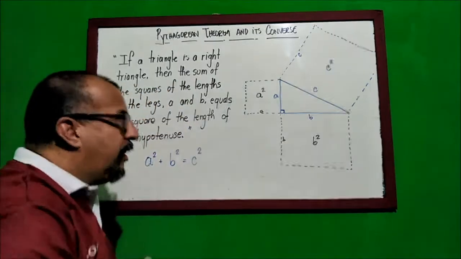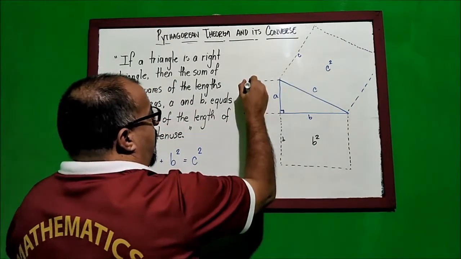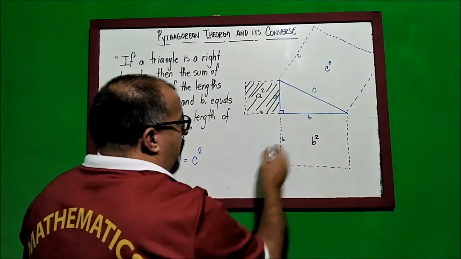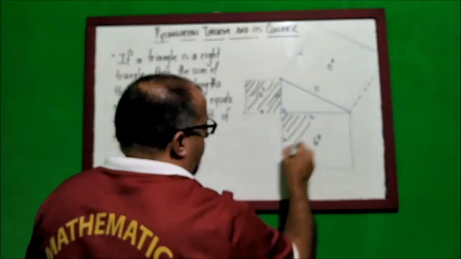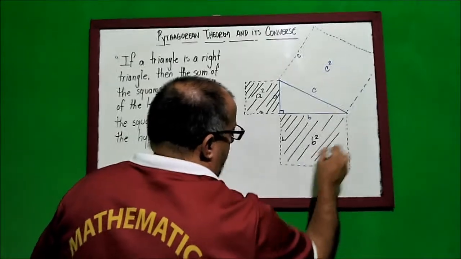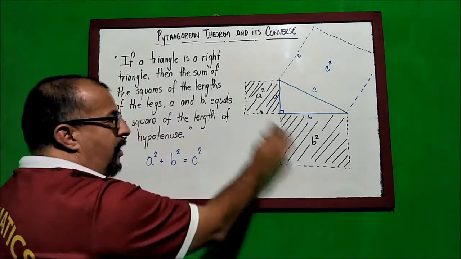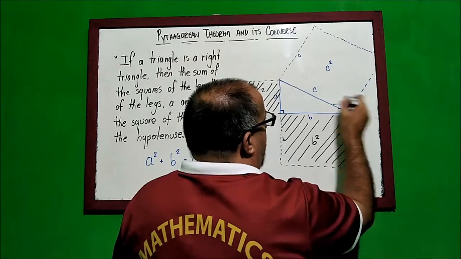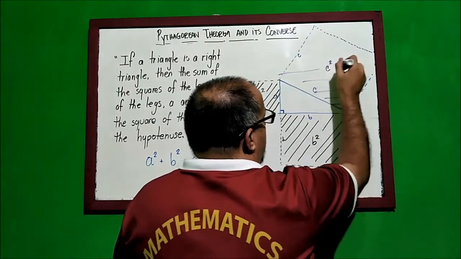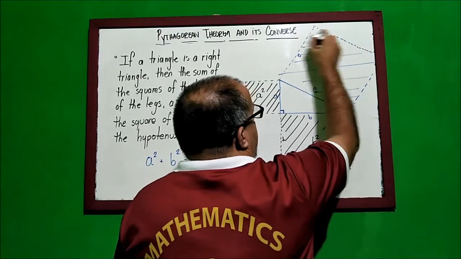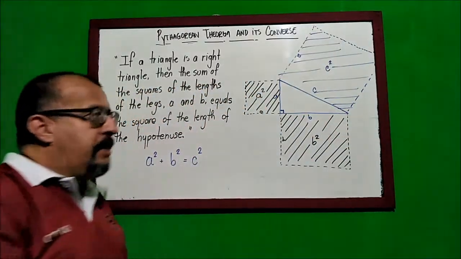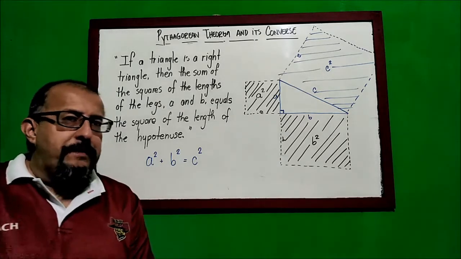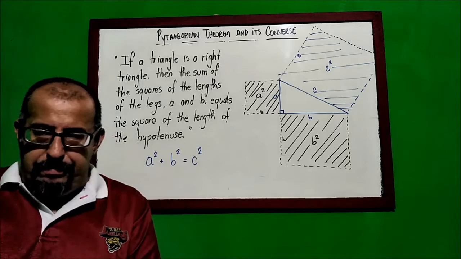So, the theorem is telling me that the addition of this area, okay, which is a square, the addition of this one, which is called B squared, the addition of these two will be equal to the area that is found out in the hypotenuse. Okay, and this is what is called the Pythagorean theorem for a right triangle. We will continue with some examples on how to use the Pythagorean theorem.